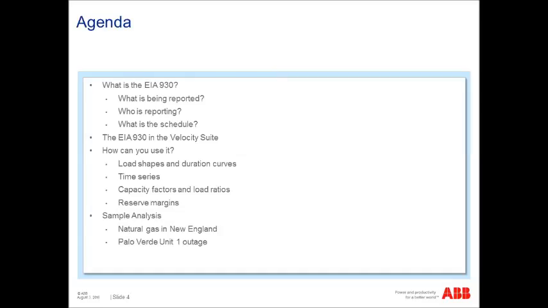Here's a brief agenda of what we're going to be going over today. Basically, what is the EIA 930, who's reporting it, what's being reported, what the schedule looks like, where can you find it in the Velocity Suite, and then we'll get into some of the tools. How can you use it? Load shapes, duration curves, time series, visualization, capacity factors and load ratios, calculating reserve margins, and then I have two pretty quick sample analyses that I put together there at the end.